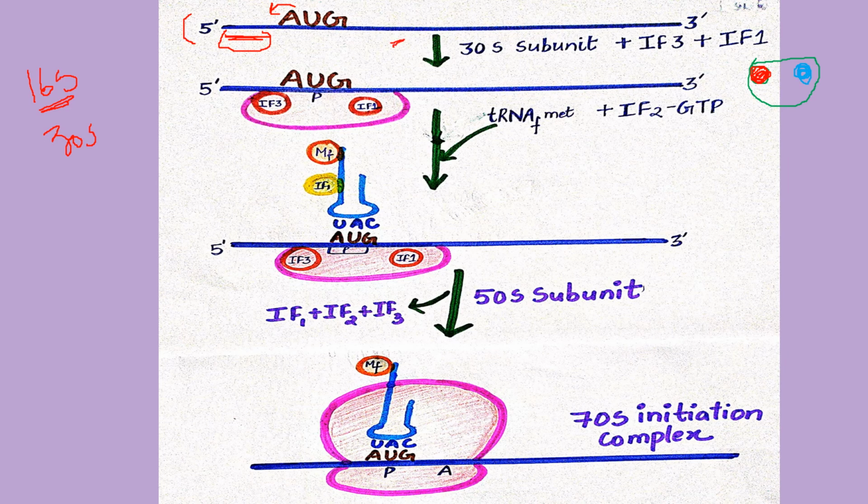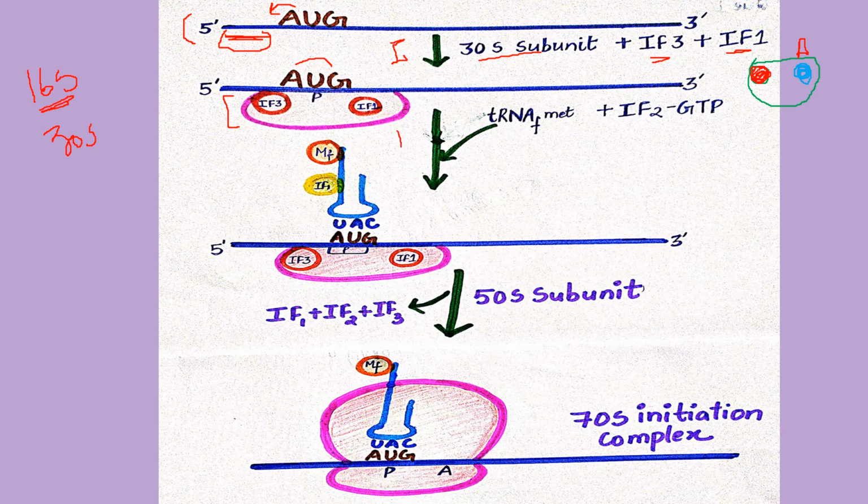Now the first step of initiation: initiation factor 1, or IF1, binds to the A site of the 30S subunit. IF3 also binds to the 30S subunit. So the 30S subunit with IF1 and IF3 recognizes the Shine-Dalgarno sequence and binds to the mRNA at the ribosomal binding site, which includes the Shine-Dalgarno sequence and the AUG or initiation codon.